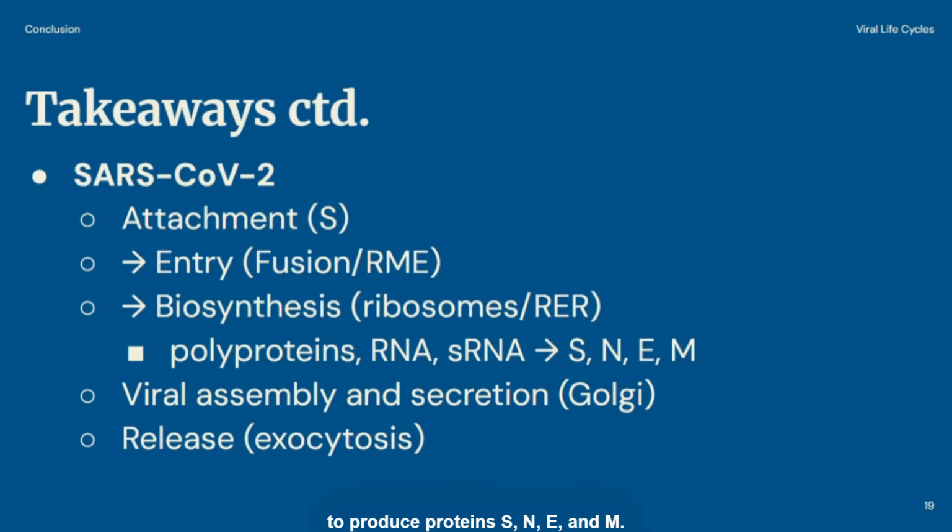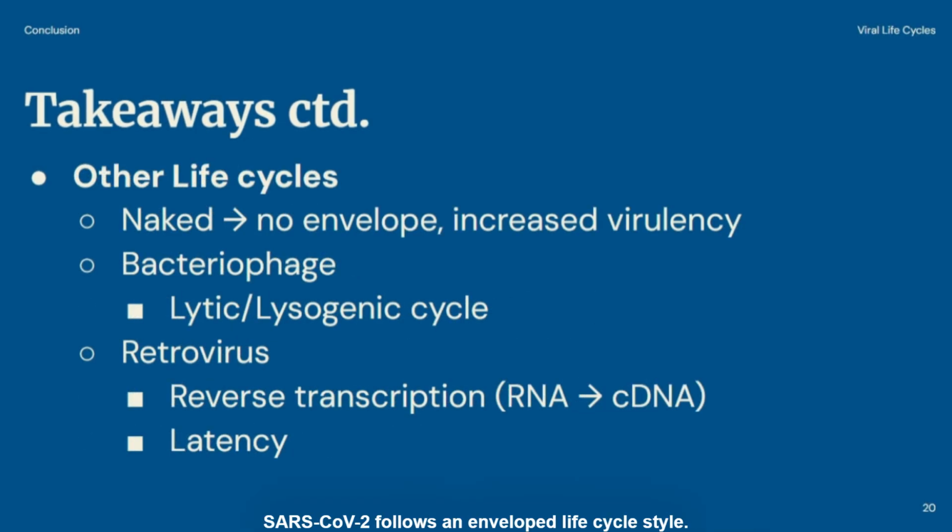In the host cell Golgi apparatus, proteins E and M aid in assembly, and protein N forms a protective capsid around the viral genome of new virions. New virions are then released via exocytosis to infect new cells. SARS-CoV-2 follows an enveloped life cycle style.